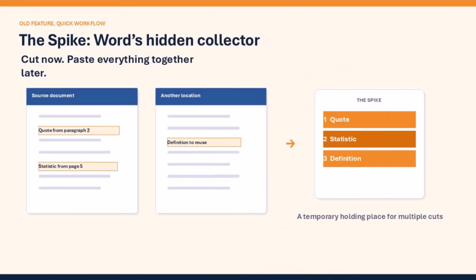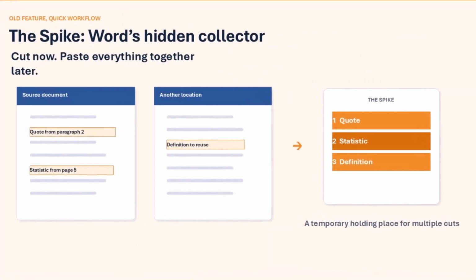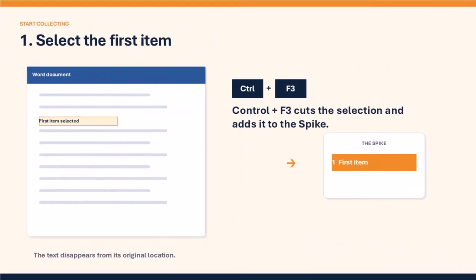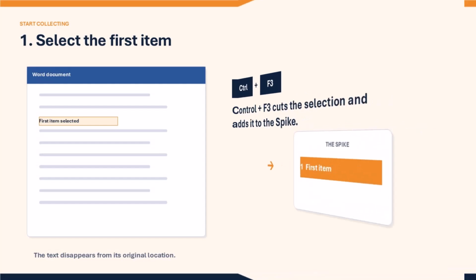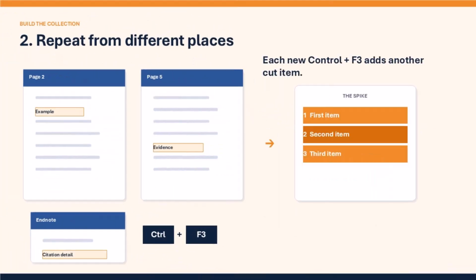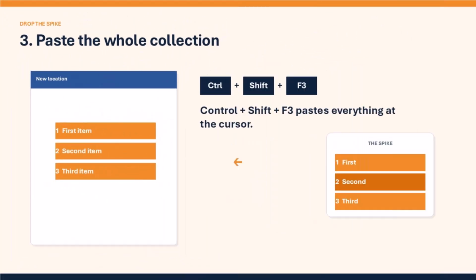The spike is one of Word's oldest and least known features. The spike lets you cut information from several locations, then paste all of it together at once where you want. Select the first item and press Ctrl-F3. Then select another item and press Ctrl-F3 again. Continue collecting as many items as you need. When you're ready, place your cursor in the new location and press Ctrl-Shift-F3. Word pastes the collected items in the same order in which you cut them.